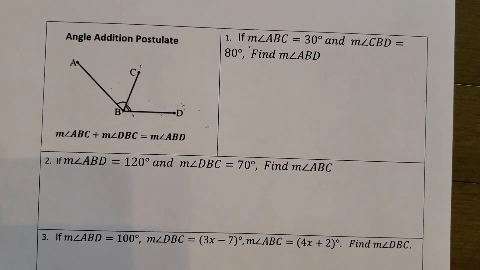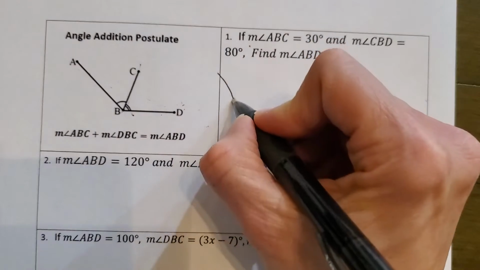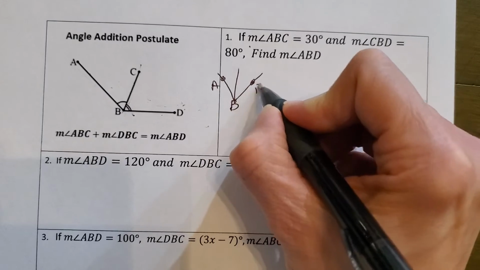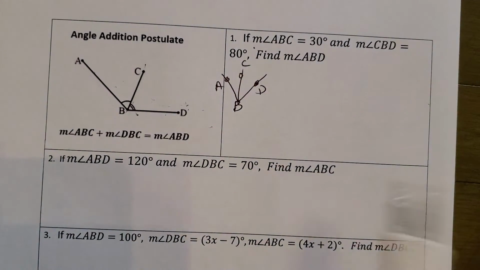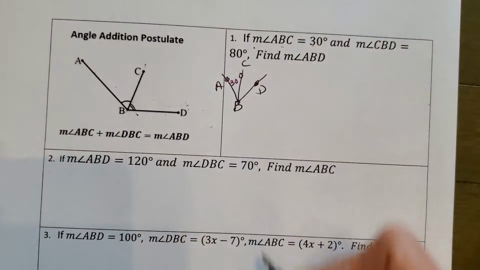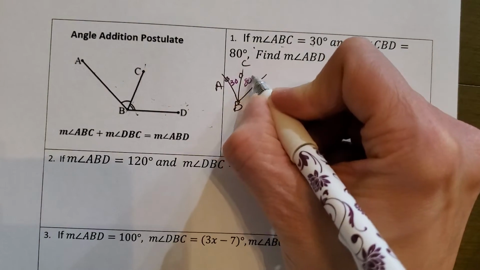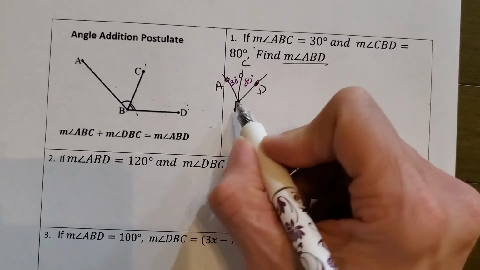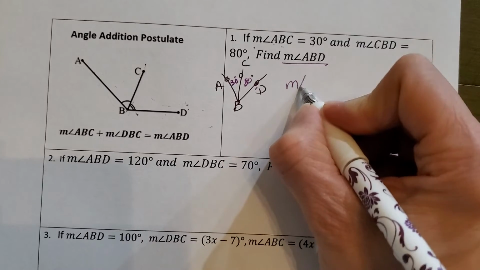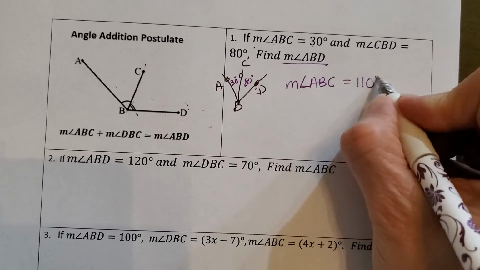So the first thing I like to do, instead of writing the formula down on this one, is I draw a picture of this little angle. So I do A, B, C, and D, and then I put in what they give me. Angle ABC is 30, so I put a little 30 there, and CBD is 80, and they want me to find the whole angle. Well, if this little piece is 30 and this little piece is 80, then the whole thing, the measure of angle ABD, is going to be 110 degrees.